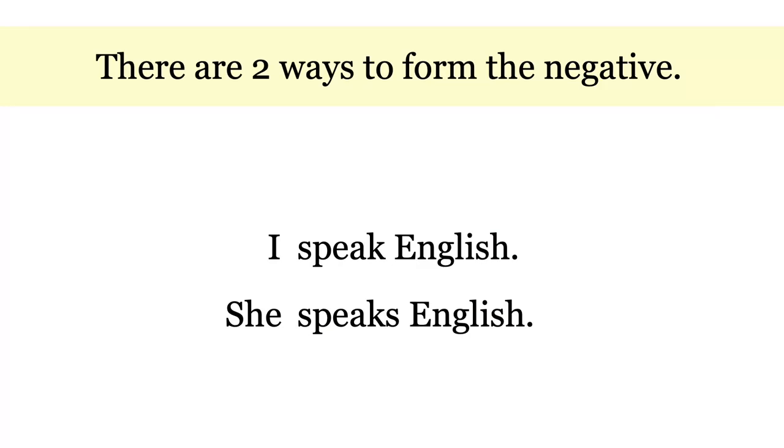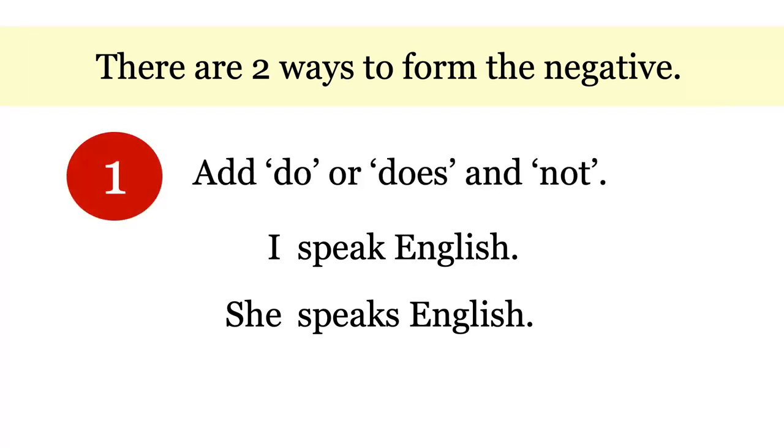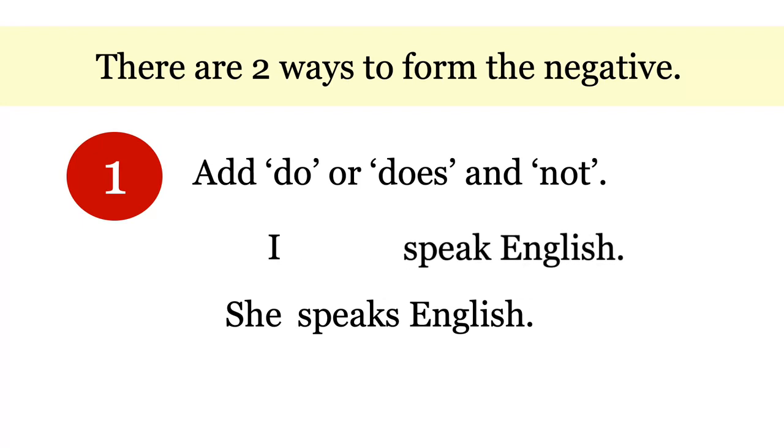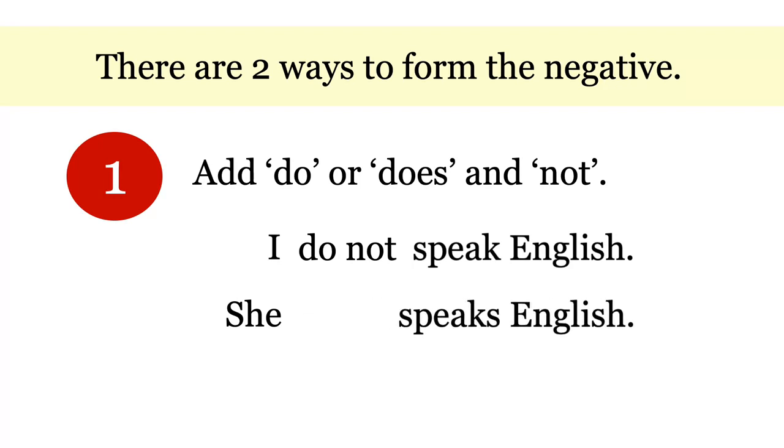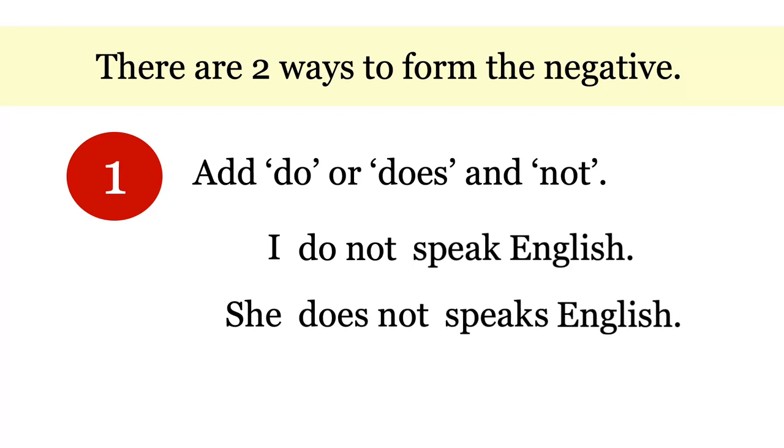Let's look at the two ways to form the negative. There are two ways to form the negative. The first way, add do or does and not. So I speak English. Remember, it goes between the subject and the verb, so I do not speak English. And she speaks English changes to she does not, but look, speaks, we've got double S, drop that S. She does not speak English.